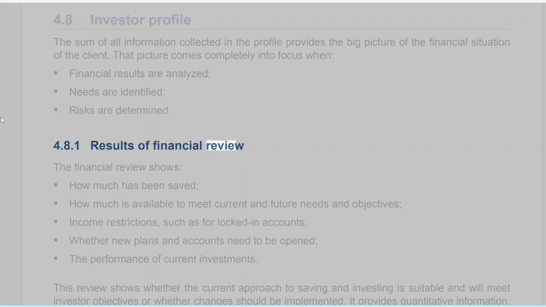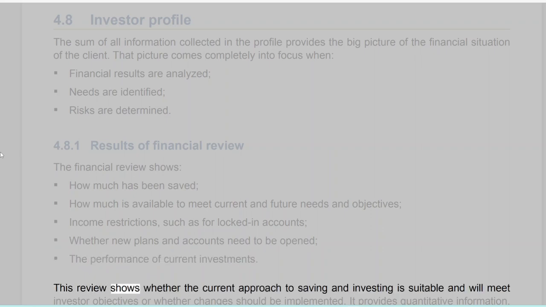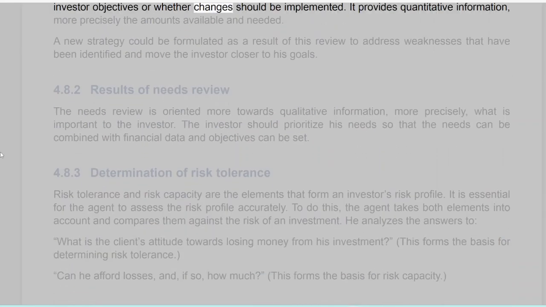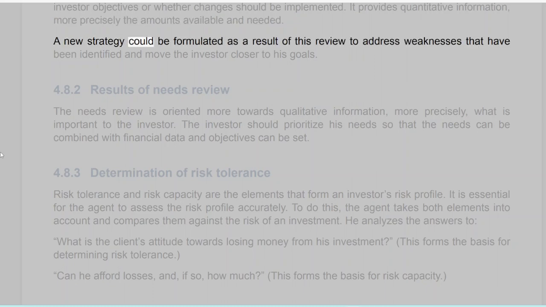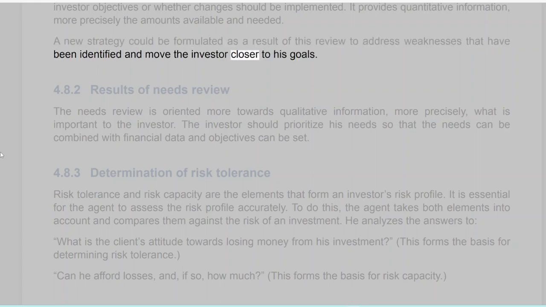4.8.1 Results of Financial Review. The financial review shows how much has been saved, how much is available to meet current and future needs and objectives, income restrictions, such as for locked-in accounts, whether new plans and accounts need to be opened, and the performance of current investments. This review shows whether the current approach to saving and investing is suitable and will meet investor objectives or whether changes should be implemented. It provides quantitative information, more precisely the amounts available and needed. A new strategy could be formulated as a result of this review to address weaknesses that have been identified and move the investor closer to his goals.